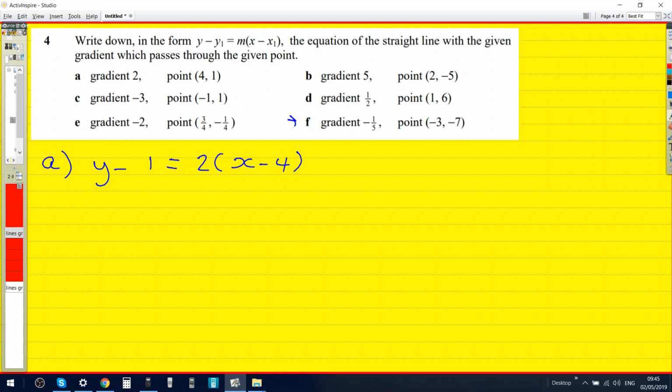Let's try F, last one. Is that all I have to do for that? Yep, that's it. Perfect.